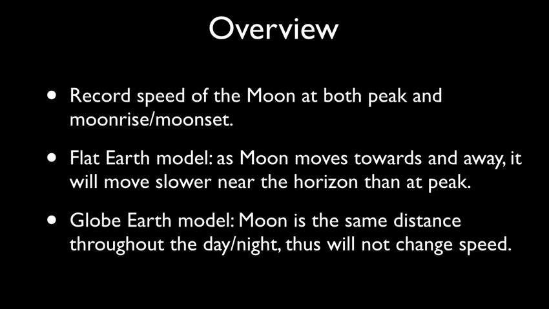The globe Earth model has the moon essentially at the same 240,000 mile distance, with moonrise and moonset due to the Earth's rotation. Thus, the apparent speed in the sky shouldn't change.